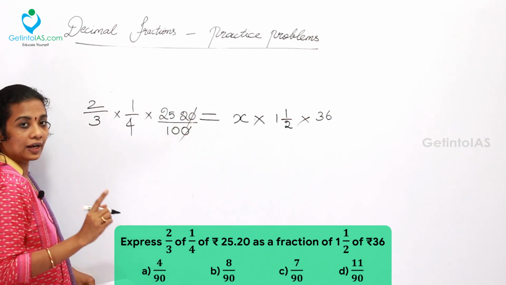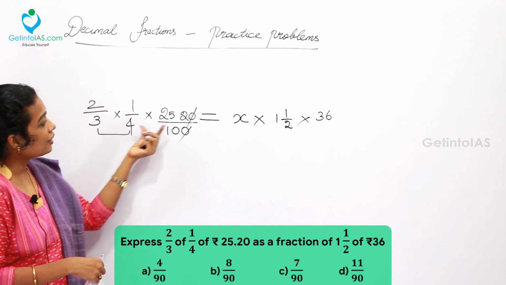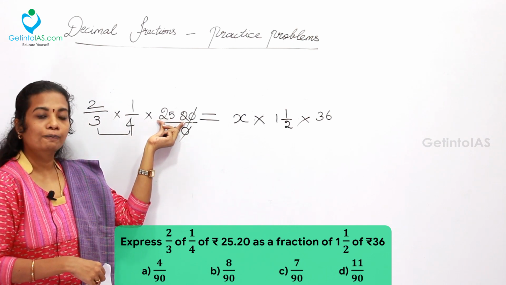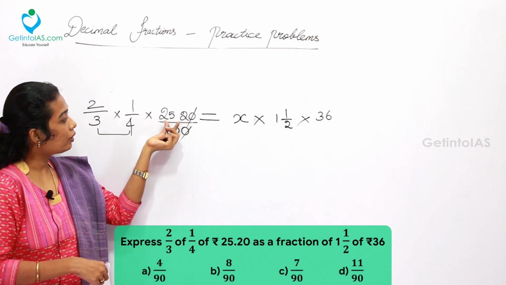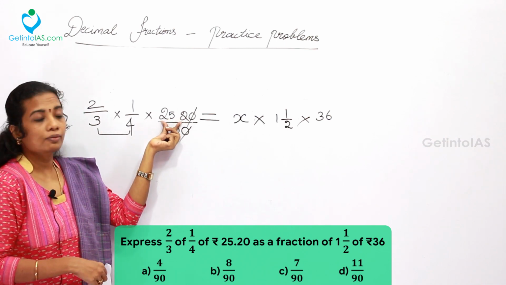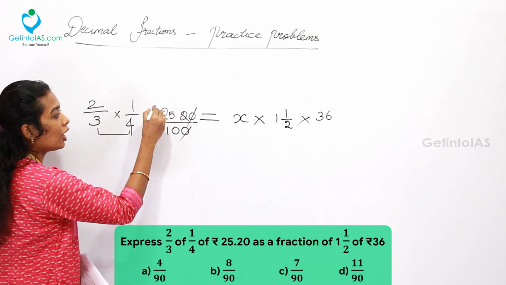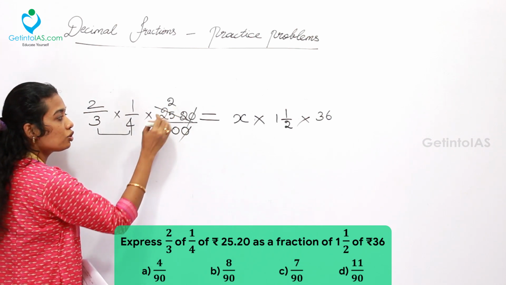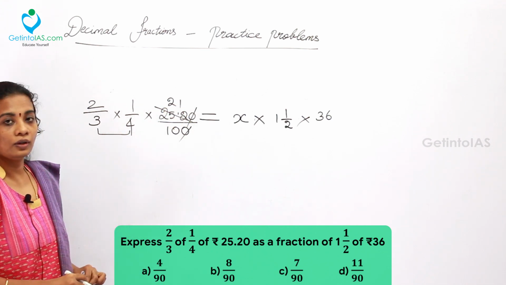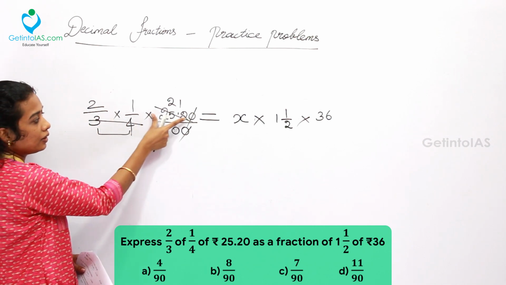0, 0 cancelled. Then 3 and 4, 3 into 4 is 12. Let's check with the test of divisibility rule. Is 12 divisible in this number or not? Yes. For 4, the last two digits must be divisible by 4. For 3, the summation of the digits must be divisible by 3. 3 into 4 is 12. Yes, definitely it is divisible. How many times? 2 times 12 is 24. The rest one time. So 21 I got on this side. Now I am cancelling 3 and 4 together with this.